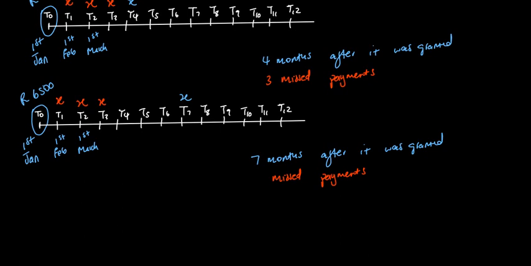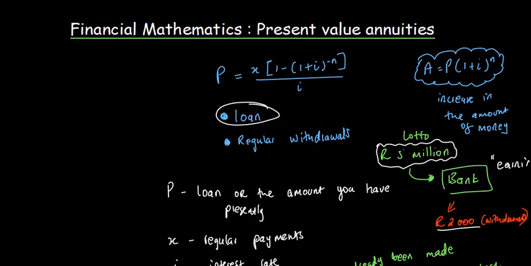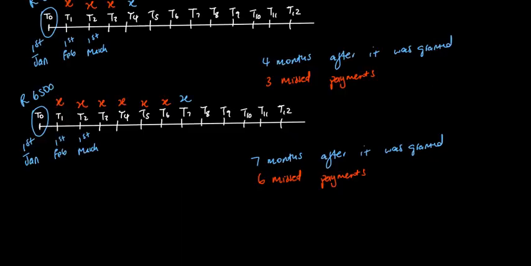Yes, Miss Yolanda. 6 payments. Very nice. You have missed 6 payments. So it means you have missed the payment for here, there, and there. All right, I hope that was clear, good people, in terms of how you get the number of missed payments.